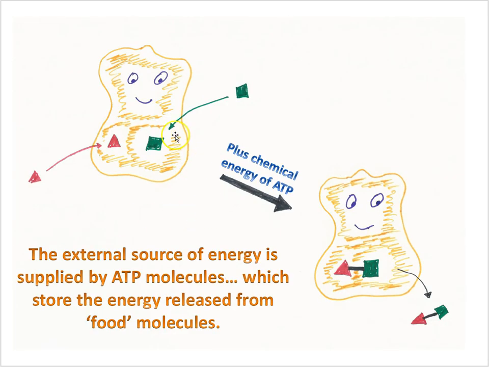In the cell, the energy to power this process then comes from ATP. So the external source of energy is supplied by ATP molecules, which store the energy released from food molecules. So again, it takes energy to make this chemical bond. So this process of building things inside the cell requires energy, because molecules have to be pushed together to make those chemical bonds.